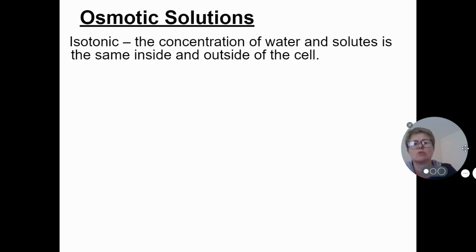is the same concentration as the solution inside the cell. So solutes are salts and sugars. So if we've got an isotonic solution outside of the cell, that means the solution has got the same percentage of salts or sugars and water as the liquid inside the cell. So you wouldn't be getting any osmosis because the concentrations inside and outside the cell are exactly the same.